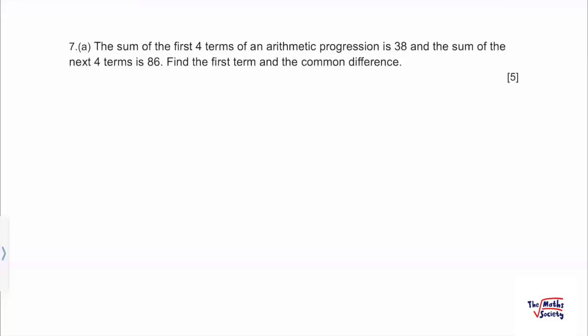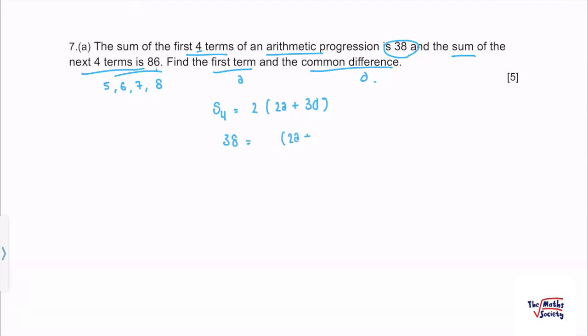Okay, so for number 7, it says that the sum of the first 4 terms of the arithmetic progression is 38, and the sum of the next 4 terms. So first 4 terms, next 4 terms is going to be 5, 6, 7, and 8, just to keep this in mind. Find the first term, a, and common difference, d, as usual. First 4 terms, which is S4, is equal to 4 by 2 times (2a plus (n minus 1)d), so that's 3d. We have 38 equals 2 times (2a plus 3d). And you'll have divided by 2, so you get 19 equals 2a plus 3d. So that's your first equation.